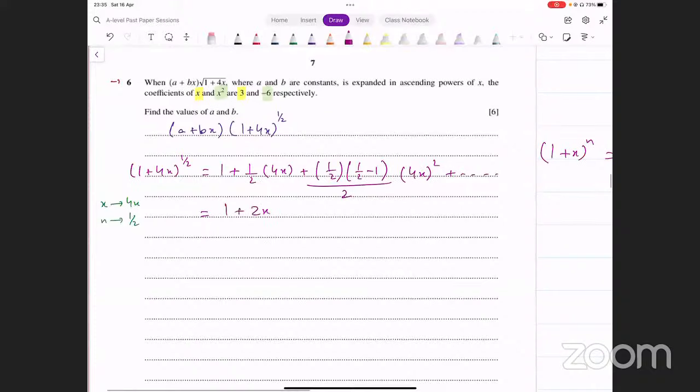1 plus 2x plus half into minus half divided by 2. ये पूरा calculator में डाल सकते हैं, but be careful about the brackets there when you do this. 4x square का whole square वो आ जाएगा 16x square. Evaluate this and see what the third term there turns out to be. Minus what? 16/8 हो जाएगा. I think it's going to be 2x² minus 2x². Is that what it is?